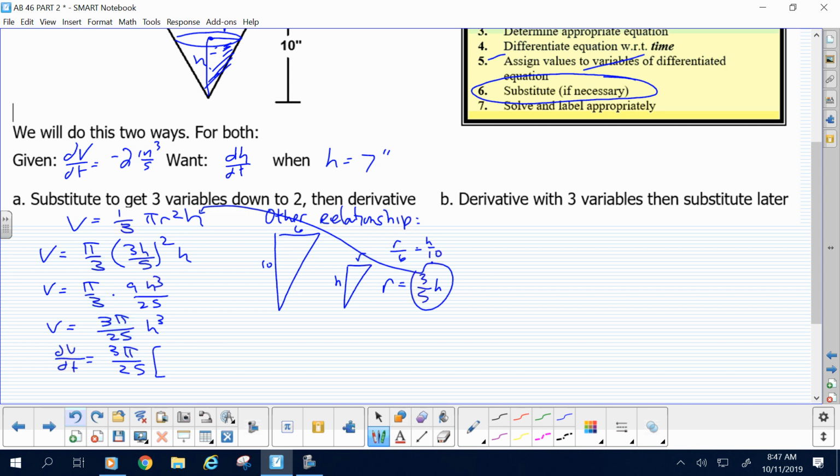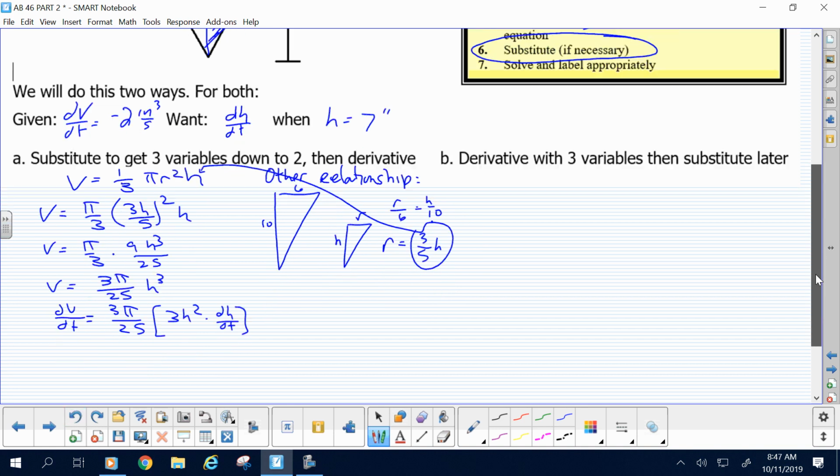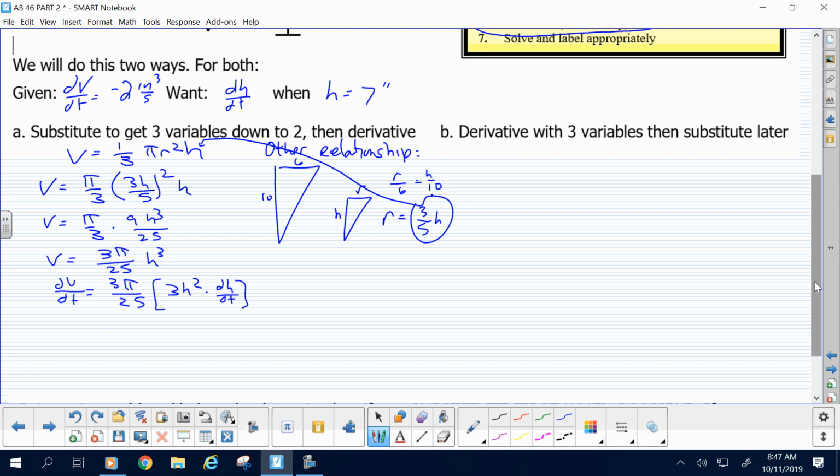That's true. I see where you're coming from with 9. 3H squared dH/dt, which you can see where she's saying 9 from. You follow? All right. We need to now sub and solve, or solve and sub. Do you want to put stuff in now and then solve, or solve first then put stuff in? Put stuff in first. Okay, so what can I put in for dV/dt?